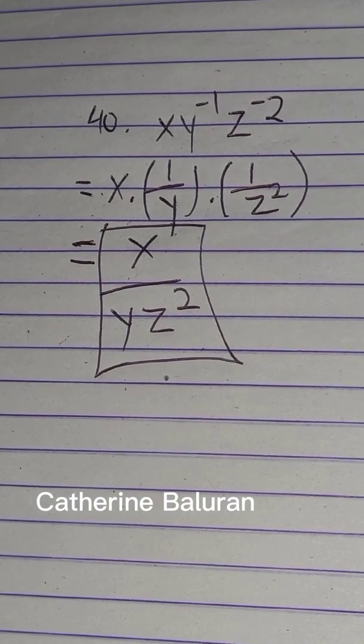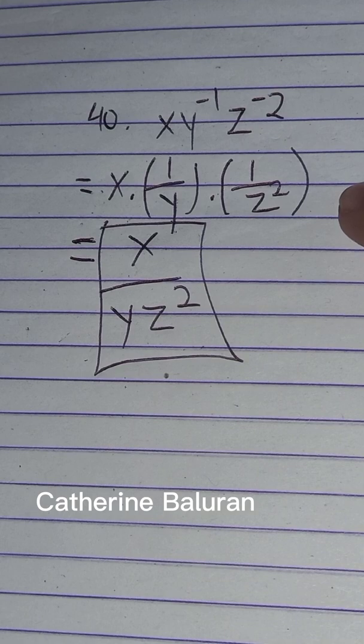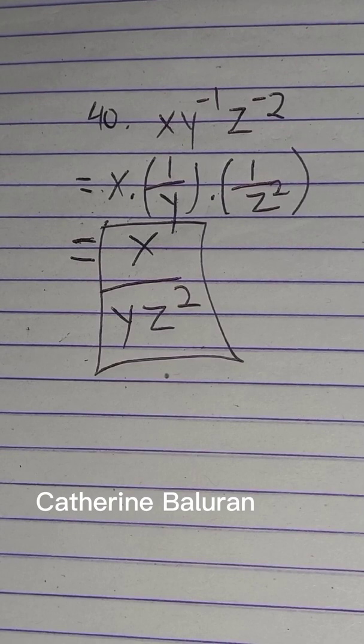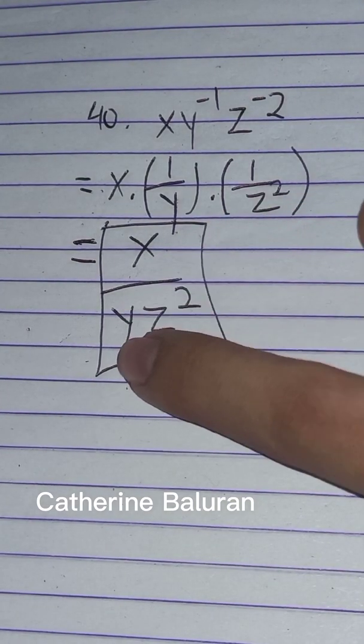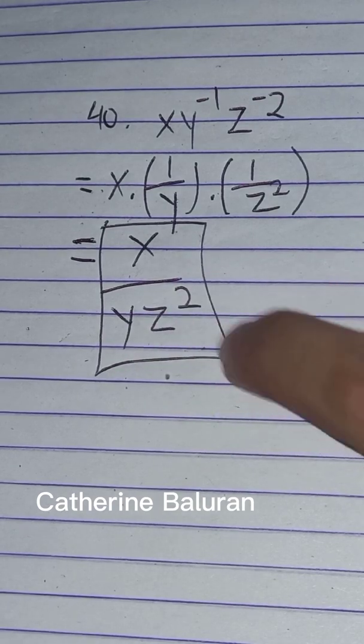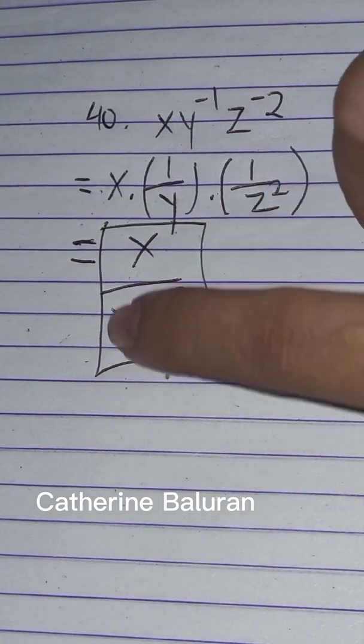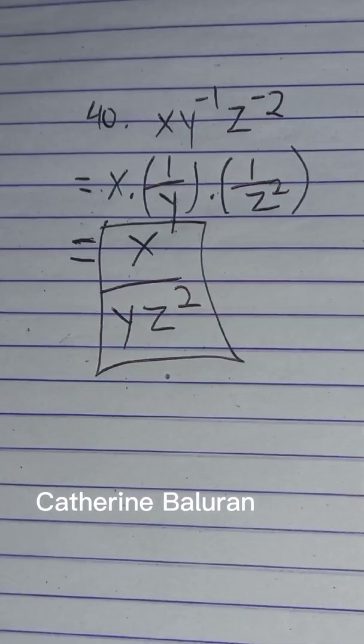So now let's multiply. So multiply the denominator of the x, which is the 1, to y and z, and multiply x to the numerator of y and z, and then the product will be x over yz squared. So mao ni siya ang answer, x over yz squared.